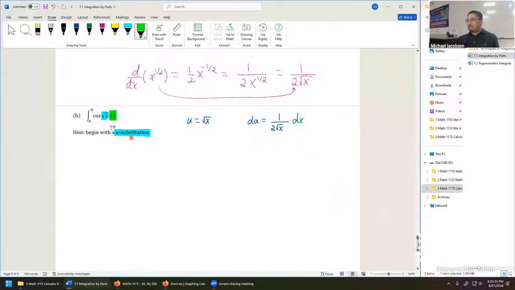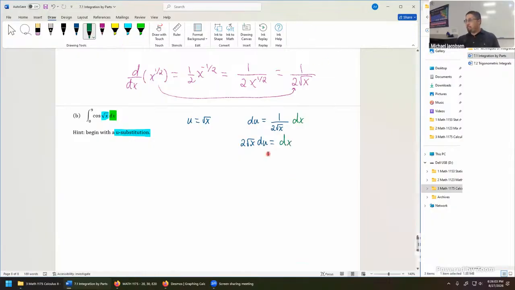So this looks bad because there's no 2 root x over here, but this is what we call a differential. It's also an equation, and you can do whatever you are allowed to do with ordinary algebra in this equation. One thing you can do is isolate dx. Multiply both sides by 2 root x. 2 root x du then equals dx.